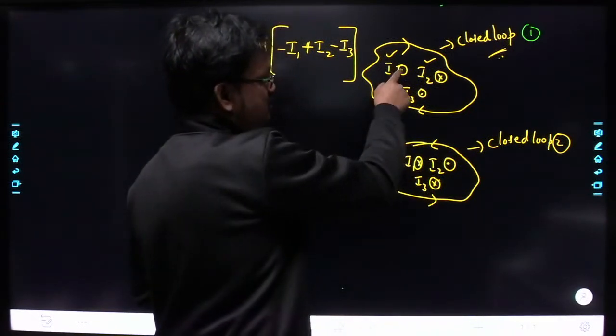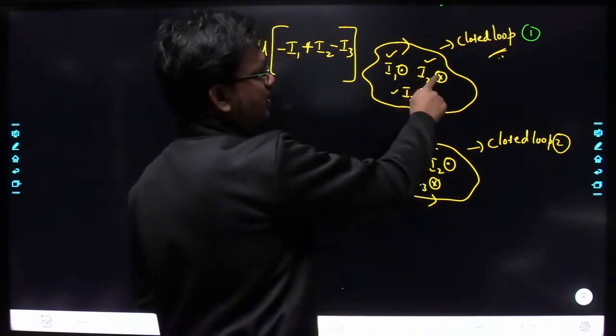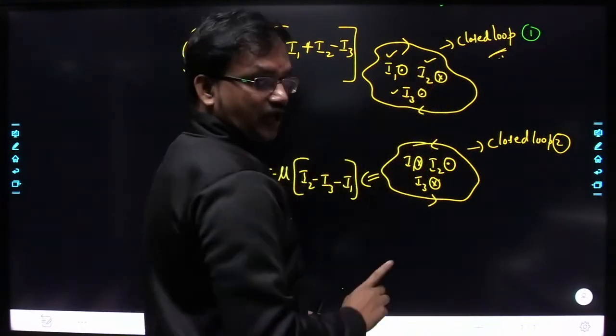So here I1 is pointing out of the board. Here I have taken I1 pointing into the board. Here I have taken I2 into the board. Here I have taken I2 out of the board.